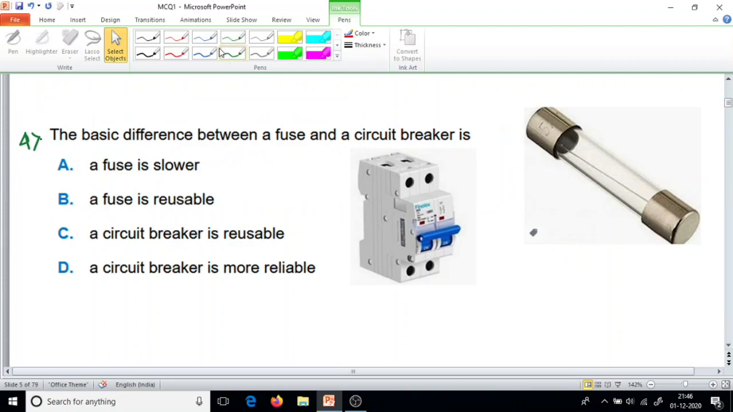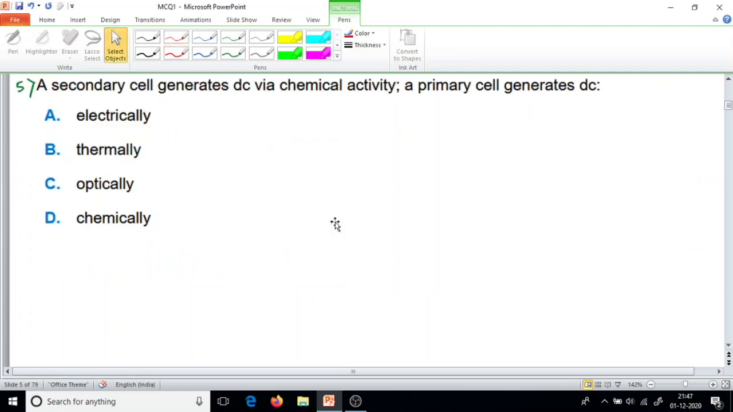Question number 4. What is the basic difference between a fuse and a circuit breaker? See, this is a fuse. Once it blows off, we have to throw it off and use a new one. But a circuit breaker trips. This switch comes down, it trips. After rectifying the problem, we can put it back. Option A, fuse is slower. No. A fuse is not reusable. A circuit breaker is reusable. Answer is option C. A circuit breaker is reusable.